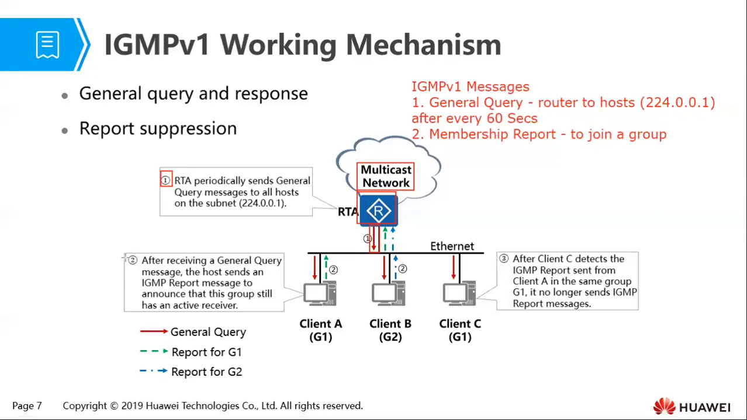Then number two here. After, for example, client A receives the general query message, the host sends an IGMP report message. The report message is still under the membership report. It sends an IGMP report message to announce that this group still has an active receiver. So the general query asks, do we have someone in this group? Do we have someone in group 1? Do we have someone in group 2? Do we have someone in group 1? When they receive that question, they have to respond.